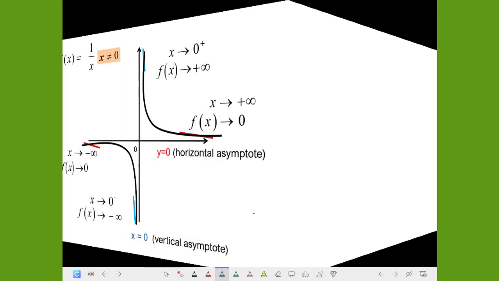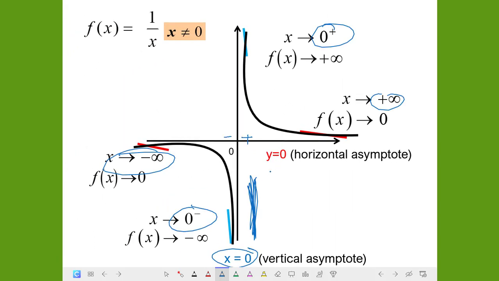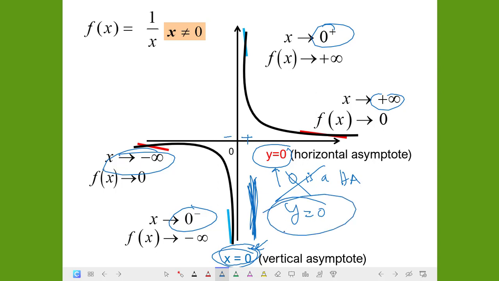And y equals 0 is a horizontal asymptote. As you can see, y equals 0 is an equation, and x is equal to 0 is an equation. You cannot say that 0 is a horizontal asymptote. This is a wrong statement. You should give a full sentence: the line y is equal to 0 is a horizontal asymptote, and x equals 0 is a vertical asymptote.